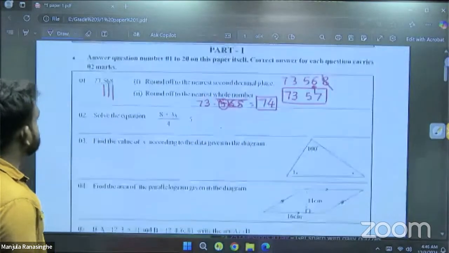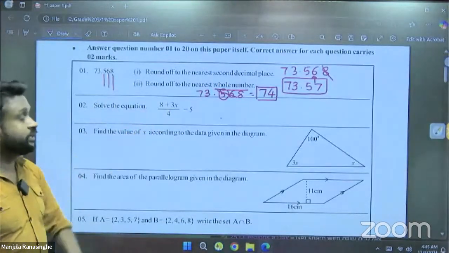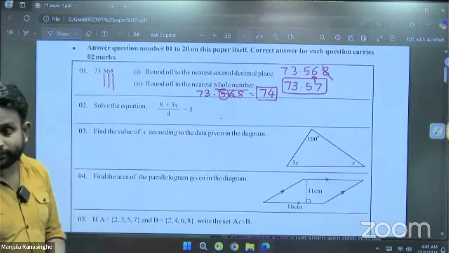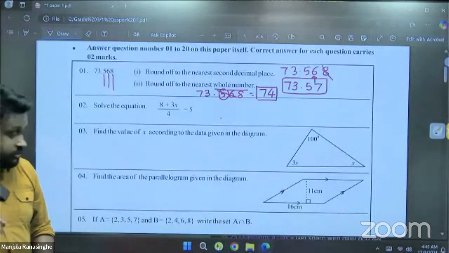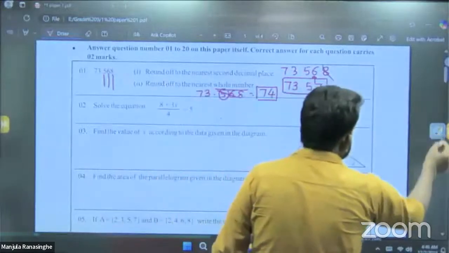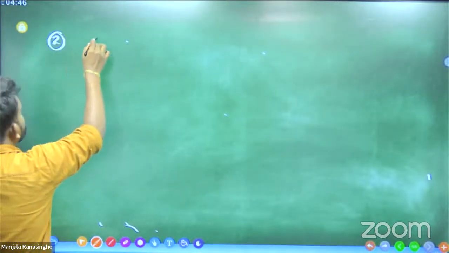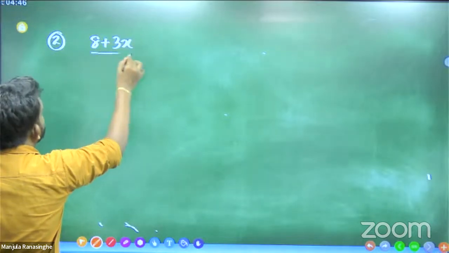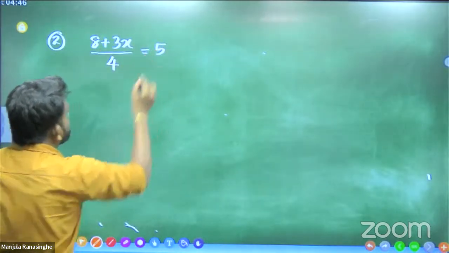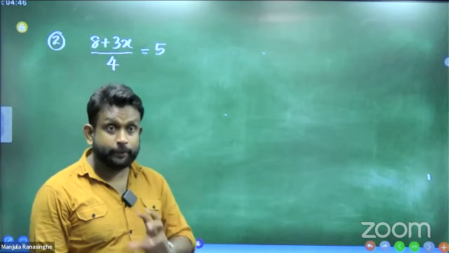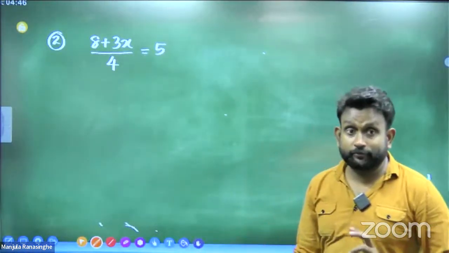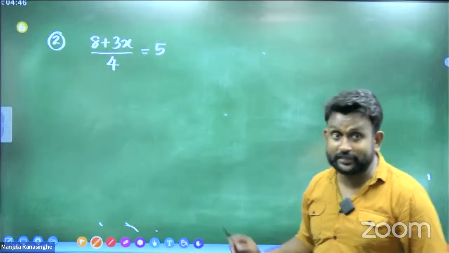So question number 2 is a simple equation: 8 plus 3x upon 4 equals 5. Then we will discuss how to do that type of equation, using the board. Now we are discussing question number 2, 8 plus 3x upon 4 equals 5. This is a simple equation. In a simple equation, our purpose is to make x the subject.